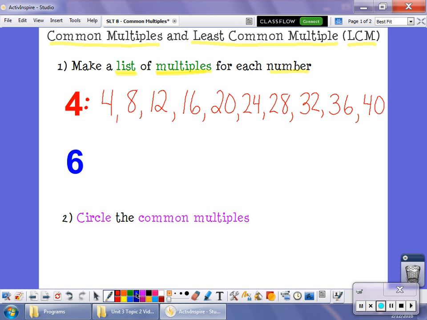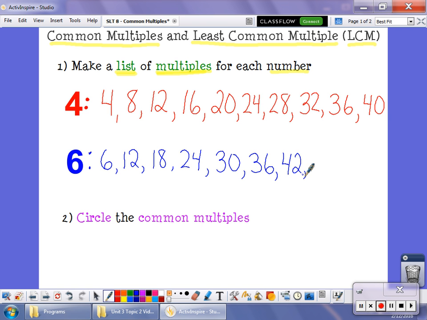And we'll stop with 4 times 10, which would be 40. Now I'm going to list the multiples that I have for 6. Same thing. 6 times 1 is 6. 6 times 2 is 12. 6 times 3 is 18. 6 times 4 is 24. 6 times 5 is 30. 6 times 6 is 36. 6 times 7 is 42. 6 times 8 is 48. 6 times 9 is 54. And 6 times 10 will be 60.